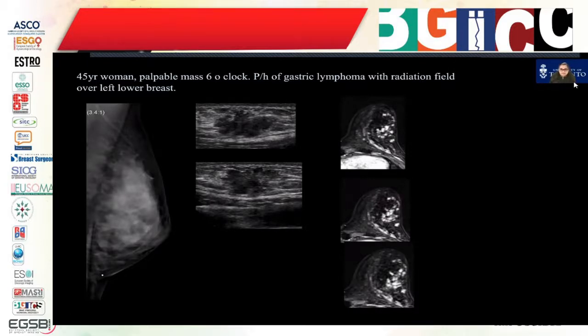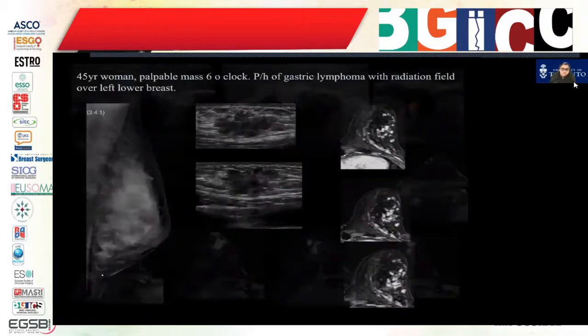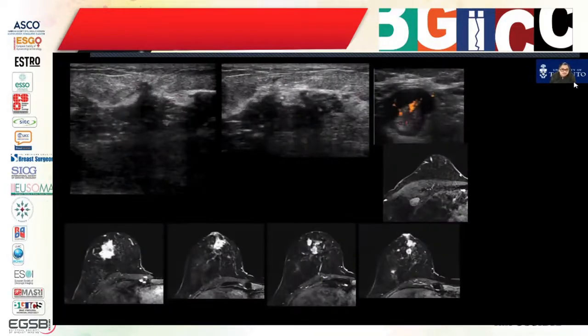And here is the MRI, which shows multifocal disease. So MRI really shows us the additional tumor extent with the breast cancer. As you can see in this case, she has multiple areas, and obviously the extent of the tumor that is seen on MRI is much larger than on other imaging modalities.